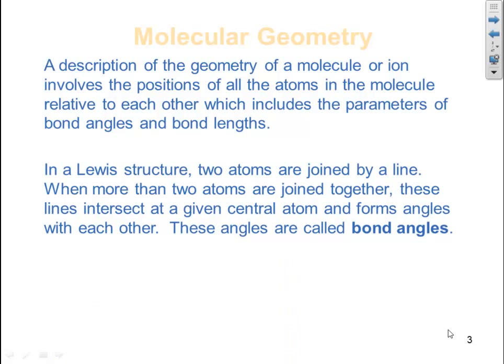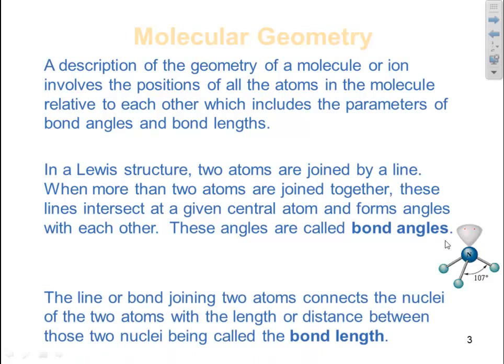In a Lewis structure, two atoms are joined by a line. When more than two atoms are joined together, these lines intersect at a given central atom and form angles with each other. These angles are called bond angles. For example, in ammonia here, we have two hydrogen atoms joined, intersecting at the central atom, and it forms a bond angle of 107 degrees.